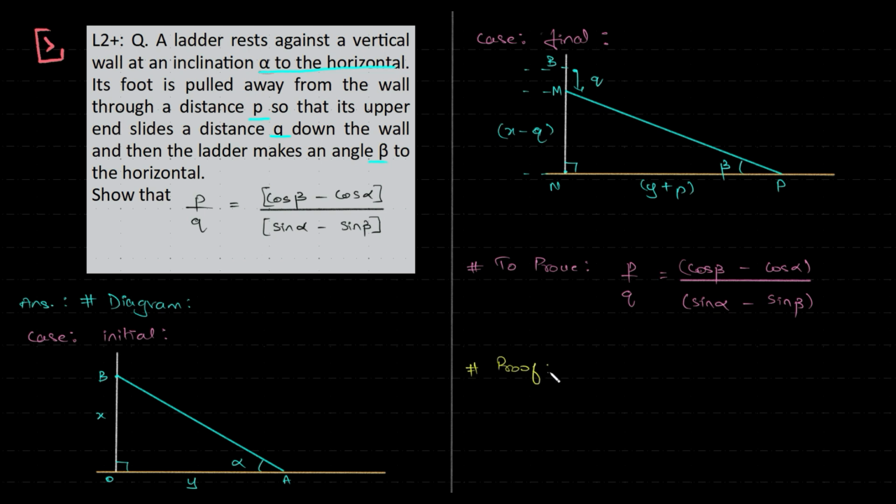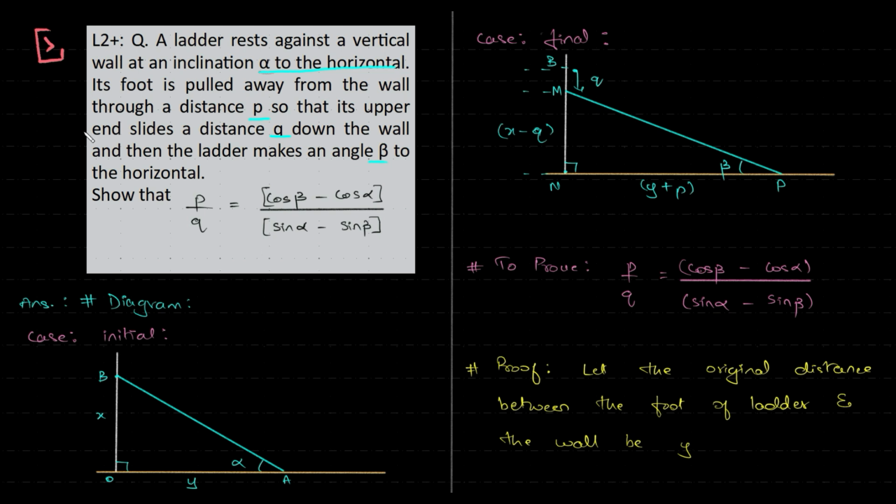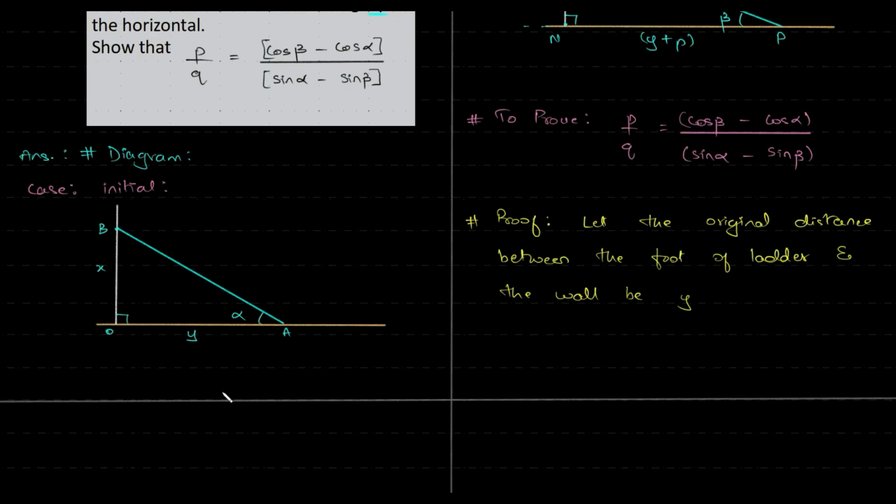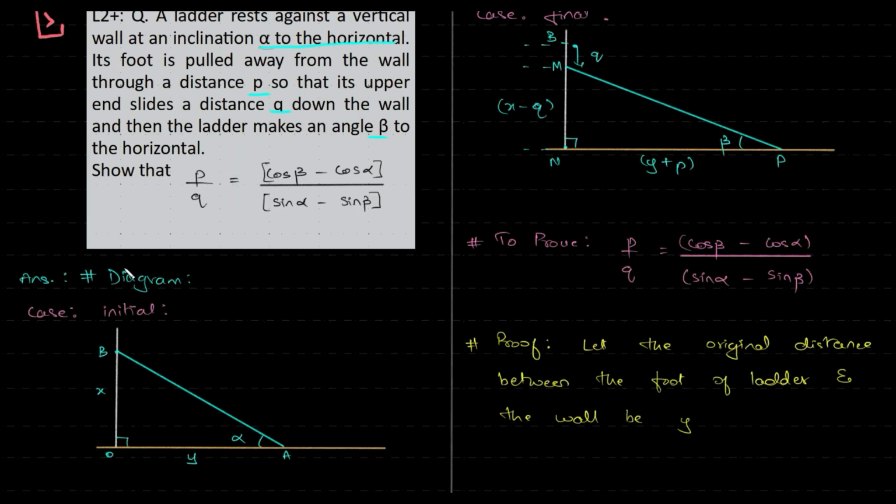Proof. We start off with: let the original distance between the foot of the ladder and the wall be y. Okay, and what else is there? The ladder rests at a vertical wall inclined.